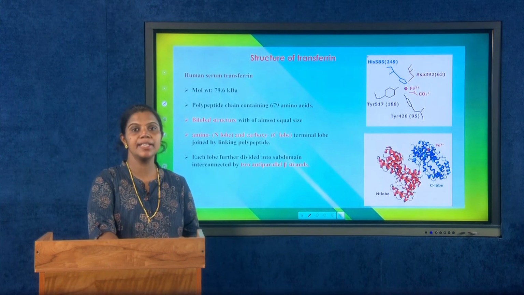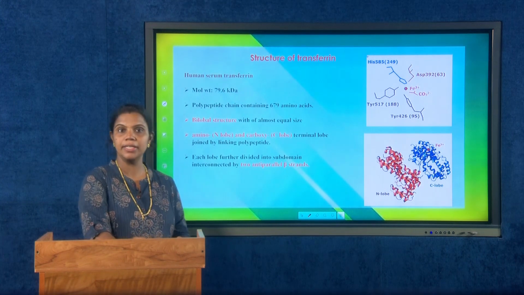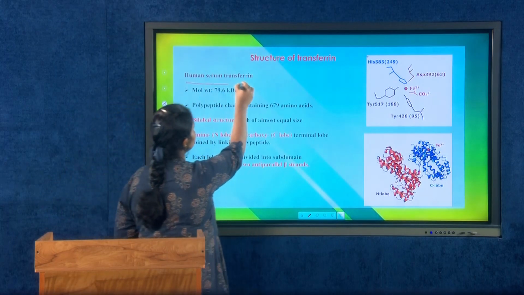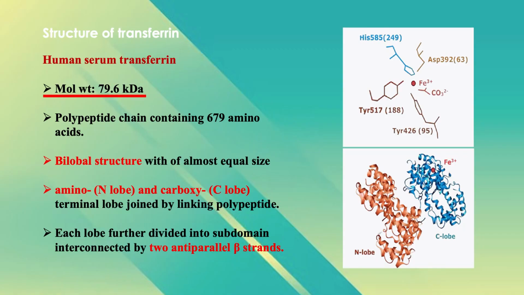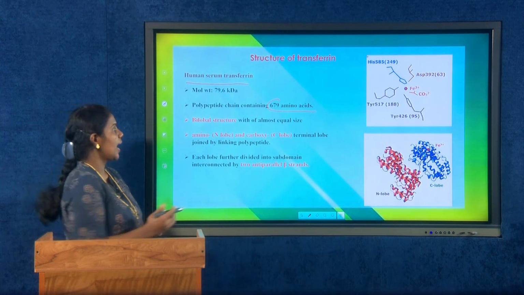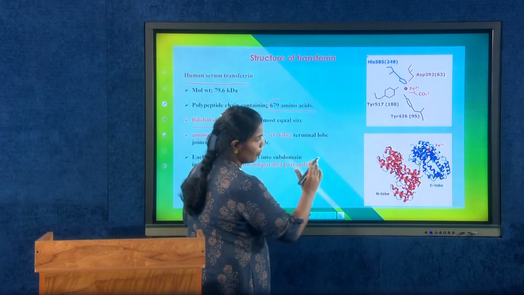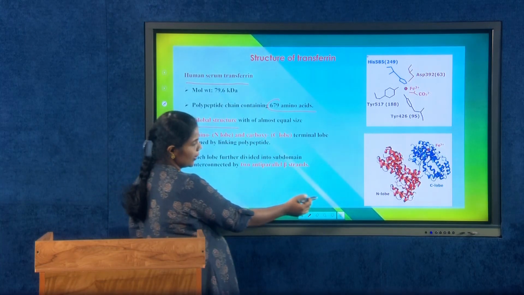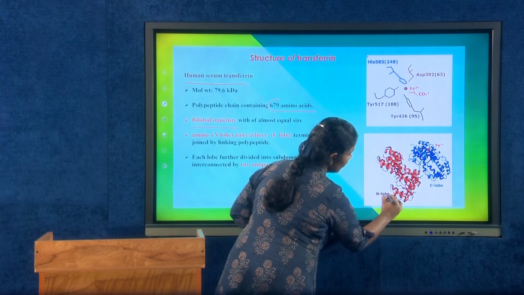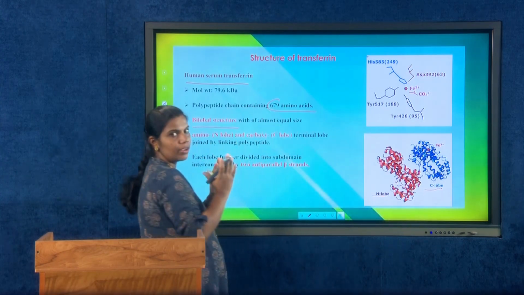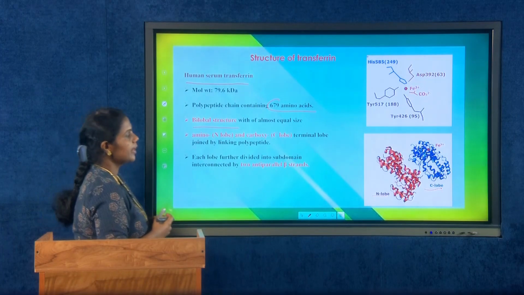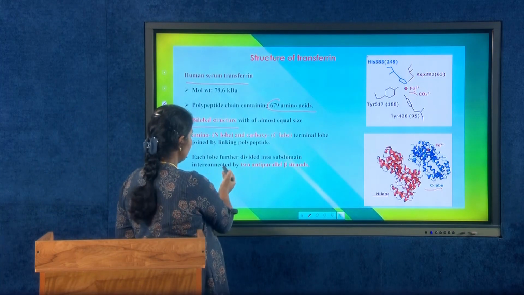Next, we are going to see in detail the structure of transferrin, particularly the human serum transferrin. It has a molecular weight of about 79.6 kilodalton. It contains a polypeptide chain which has 679 amino acids. The structure is bilobal, with lobes of equal size. In this figure, you can see the two lobes, the N lobe and the C lobe, both of almost equal size and linked by a polypeptide.